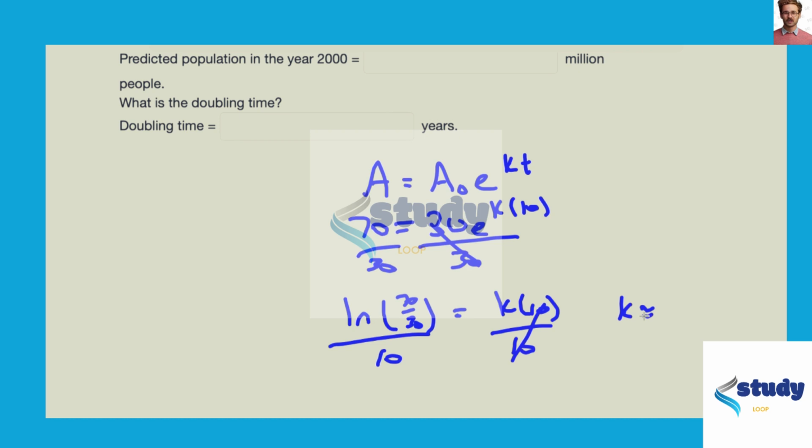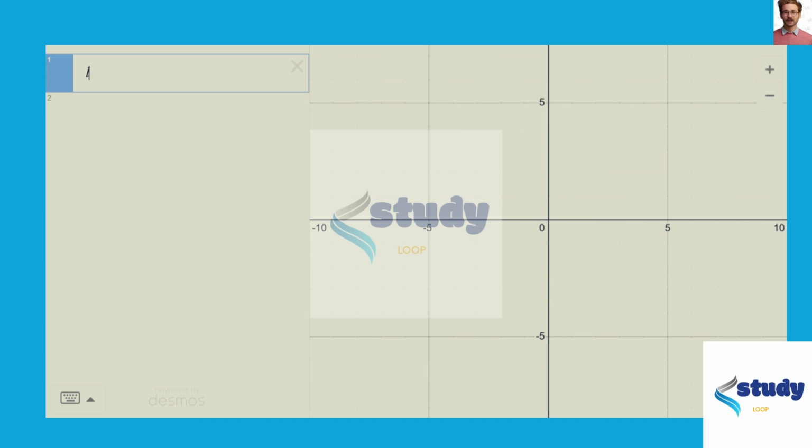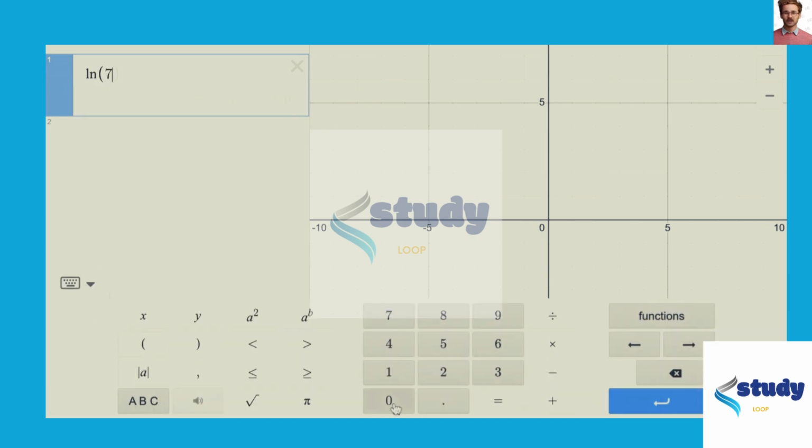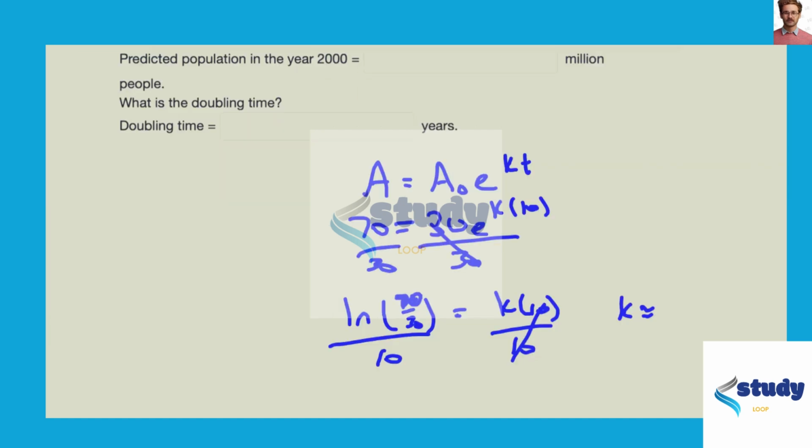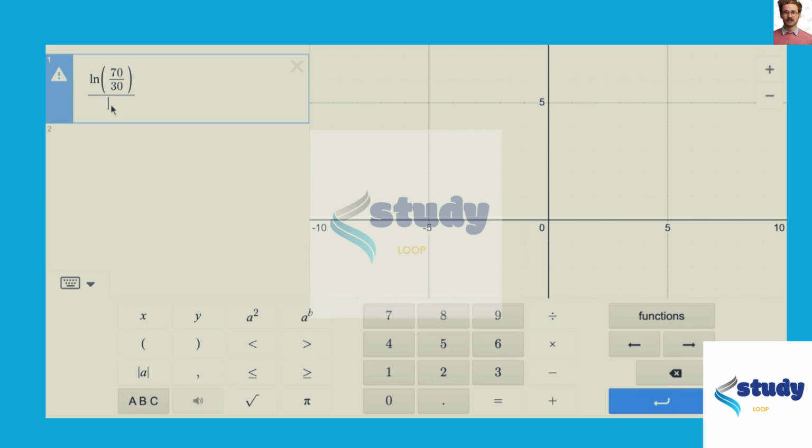And k would be the natural log of 70 divided by 30, over 10, which is 0.0847.